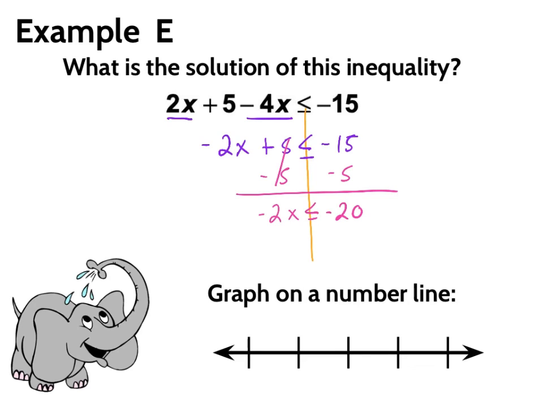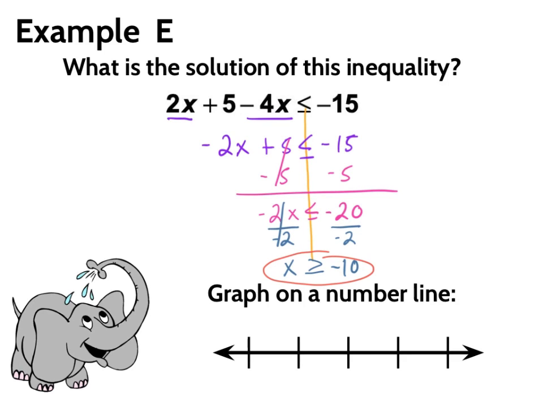And now we're on to our last step, which is going to be divide both sides by negative 2. These are going to cancel. Bring down my x, and since I did multiply or divide by a negative, I'm going to flip that sign. Negative 20 divided by negative 2 is going to be negative 10, so that is our solution. x is greater than negative 10.